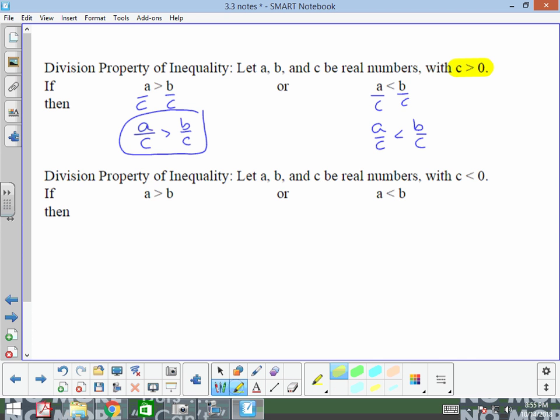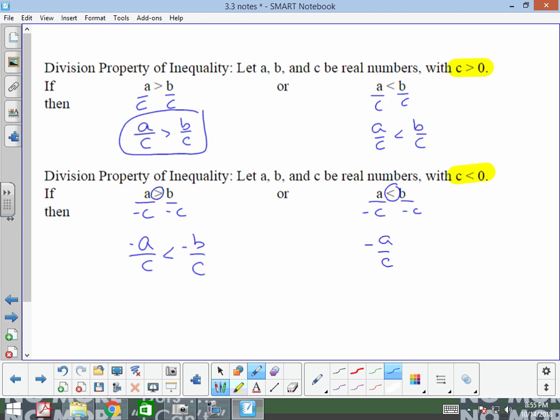Now, that changes a little bit whenever C is negative. When we divide both sides by a negative C, the symbol is going to switch around. I showed you earlier why that works for multiplication, and the same reasoning works for division. So that has to switch around. All right, so look for the trap. That's when you're multiplying or dividing by a negative number.